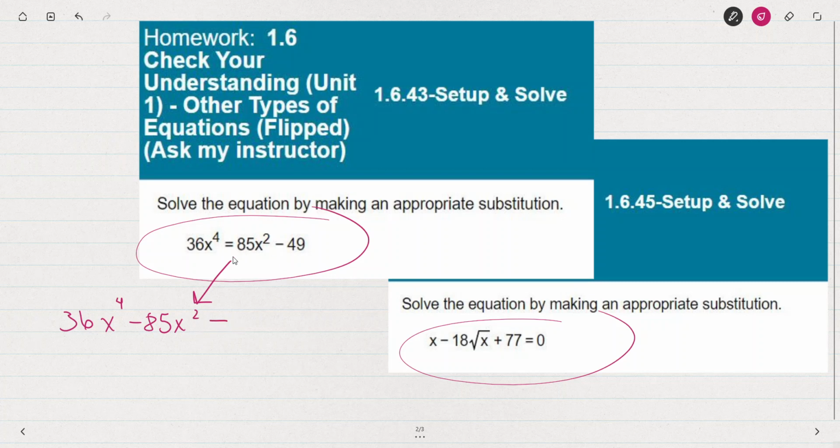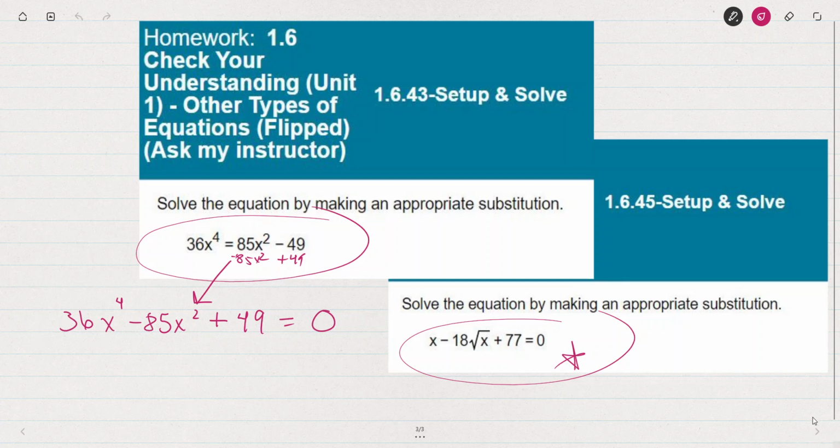So I'll subtract 85x squared from both sides and add 49 to both sides. So I have 0 on one side of the equation, and then I have 36x to the fourth minus 85x squared plus 49 on the other side of the equation. Now the second one is already set to 0, so we're ready to go.